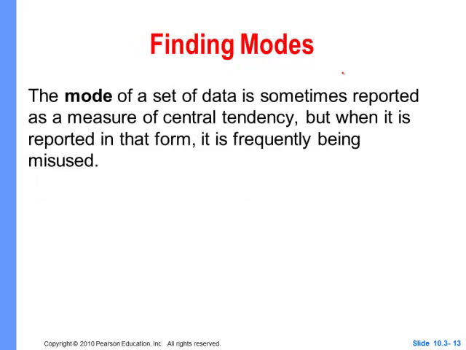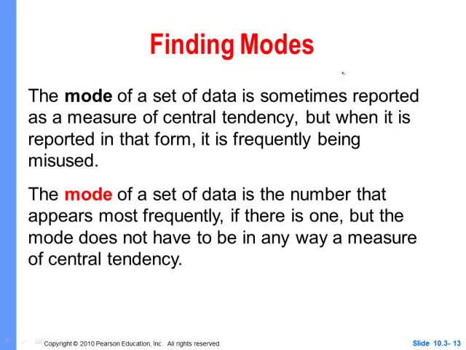Mode, that's the one that appears most often, most frequent. But it's not the best measurement of central tendency. It's useful, but not the best. So it's the one that appears most frequently, if there is one. It could be multiple ones. But it's probably not the best thing to do to say that it's going to tell you what the center of the data set is. That's why they left it off of that list.